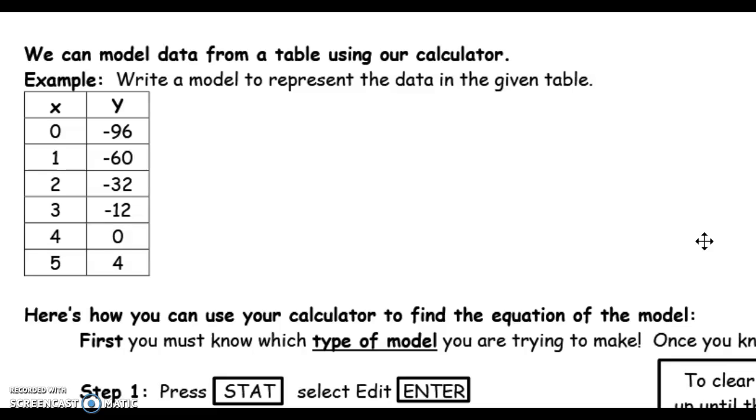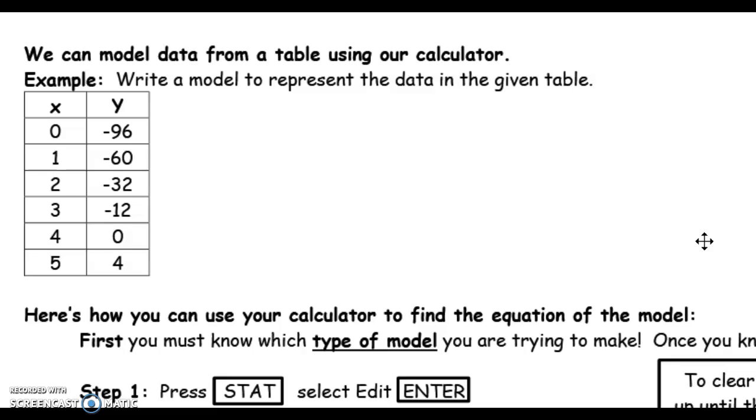In the past, we've learned how to write equations based on points given in a table. We know how to do that for linear equations and also for exponential equations, but not so much for quadratics. So we just talked about how to write the equation in vertex form when you know the vertex and one other point in a parabola.